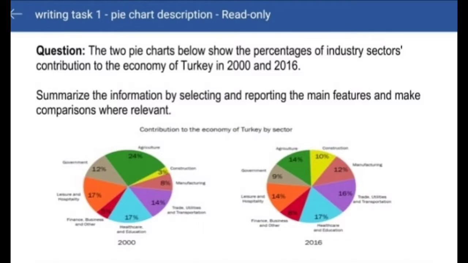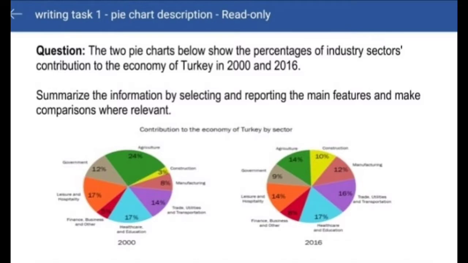Now before we begin answering the question, the first thing you are going to do before starting to write your answer is try to pick out major trends, major features, major changes in your pie charts, in the image given. So as we can see, these two pie charts are talking about the industry sectors' contribution. There are 8 industry sectors: agriculture, construction, manufacturing, trade, utilities and transportation, healthcare and education, finance, business and other sectors, leisure and hospitality, and government sector.